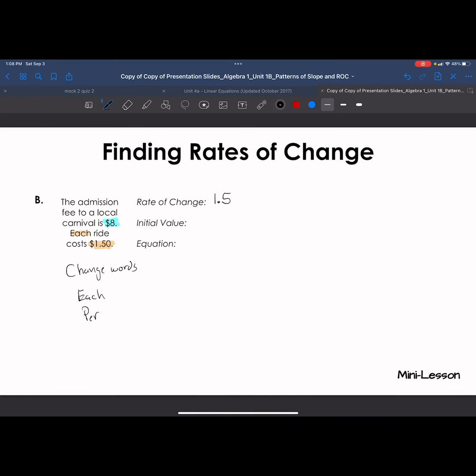As you get into more advanced math, they just don't write the zeros. Or you'll even see it on your calculator. If you type 1.50 in the calculator, it's just going to change it to 1.5. The initial value is we pay an $8 admission fee. So my equation is y equals 1.5x plus 8.